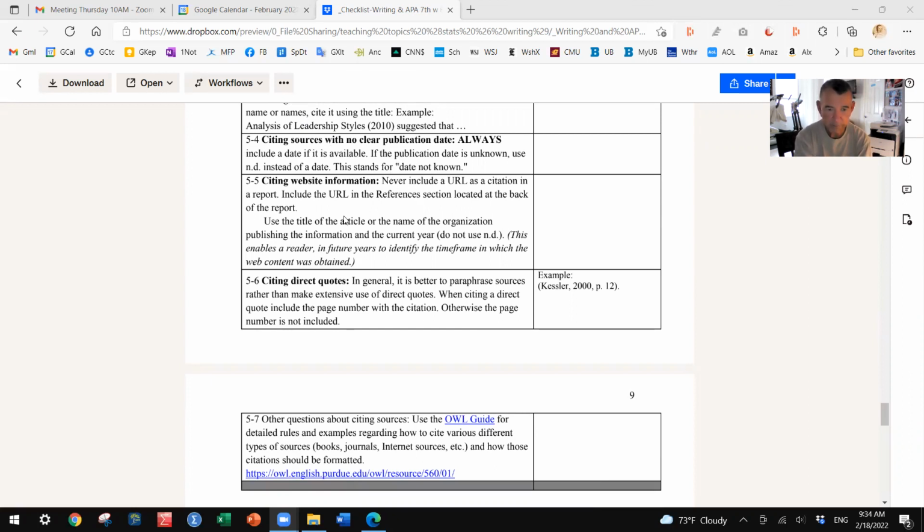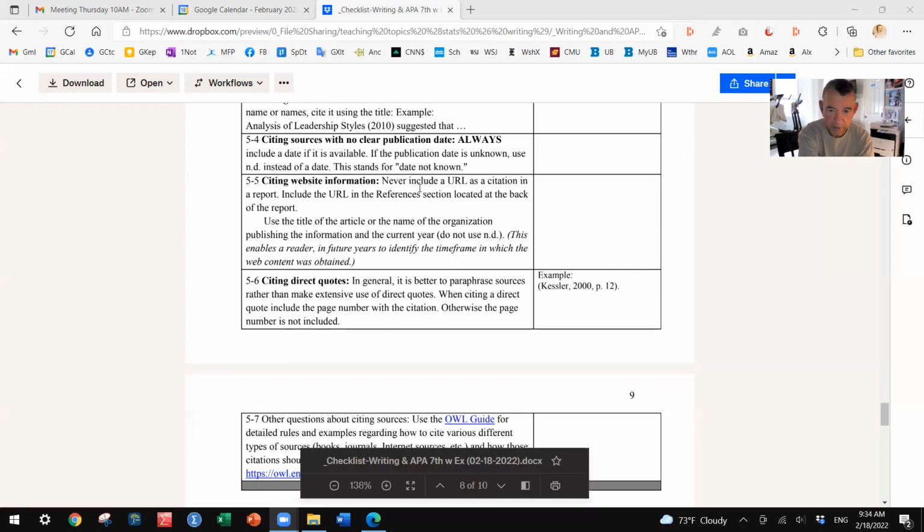So when you cite a website, don't include the URL as a citation in the body of the report. Never in the body of a report shall we see a URL. So put the topic of the site or the name of the site in your citation. And in terms of the date, put the current year in which you're writing the paper. That way we know that if the site changes later, this was the way the site looked in this year, 2022.